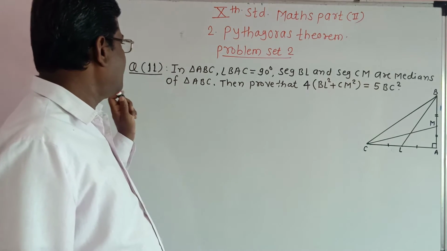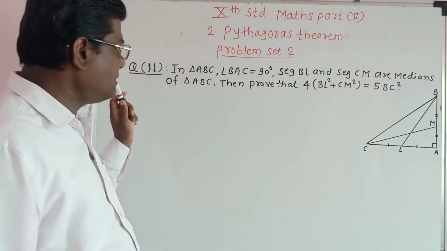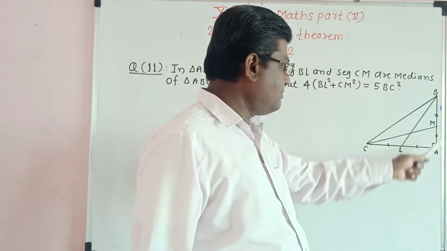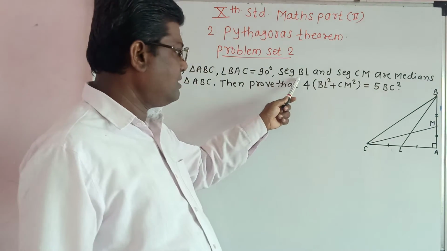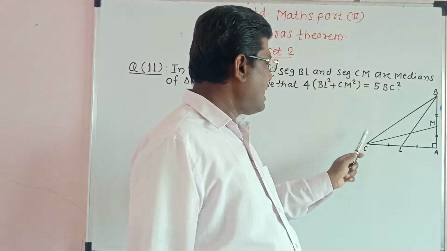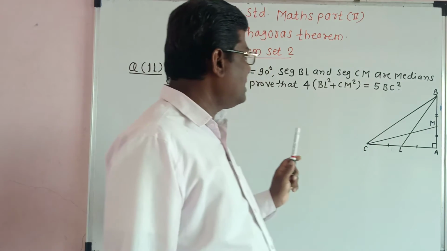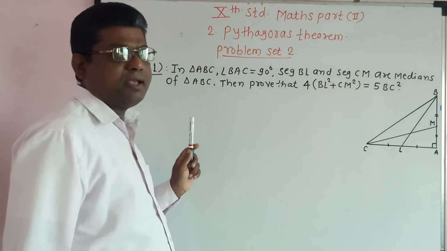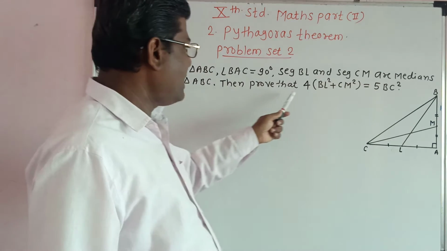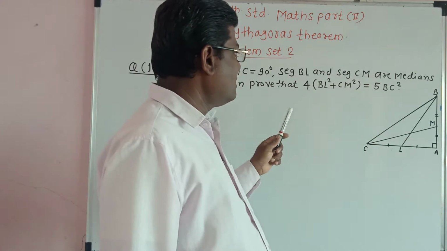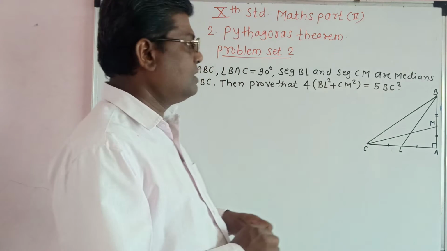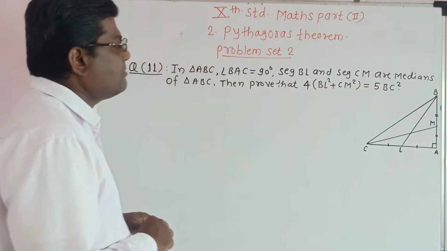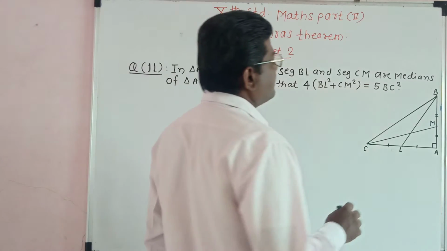Now question number 11. In triangle ABC, angle BAC is equal to 90 degrees. Segment BL and segment CM are medians of triangle ABC. Then prove that 4 in bracket BL square plus CM square is equal to 5BC square. Now let's see.